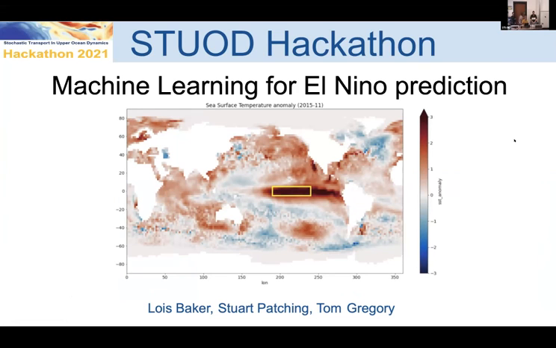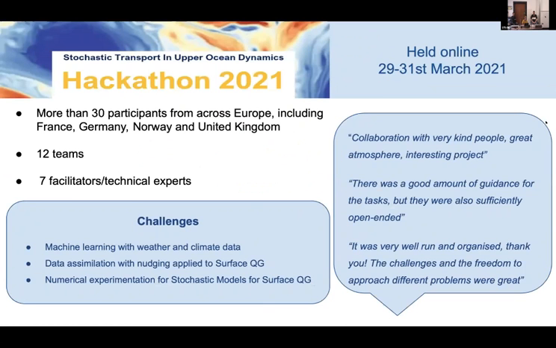Okay, so we're going to be talking about our project for the STUOD hackathon, which took place in March online, and our project is on machine learning for El Nino prediction. So I'm Lois, and we have Tom and Stuart here as well, and we're PhD students with the Mathematics of Planet Earth CDT. So the hackathon, as I said, took place in March and was held online, of course.